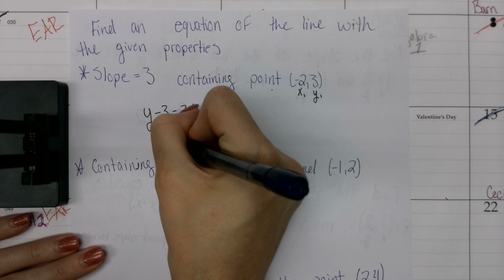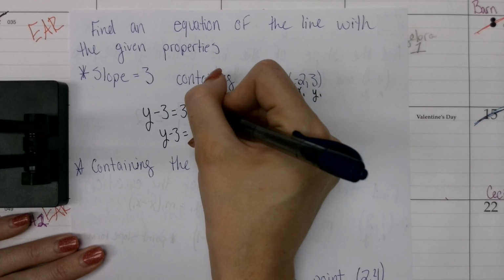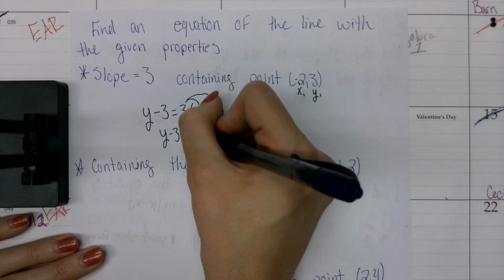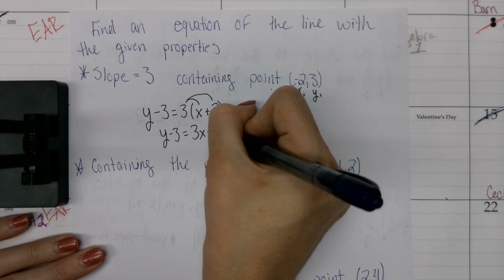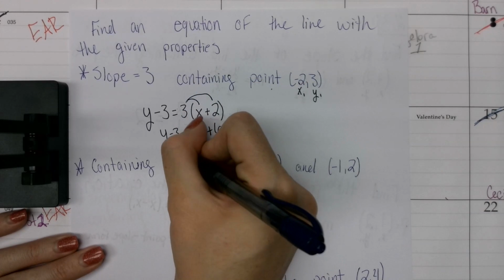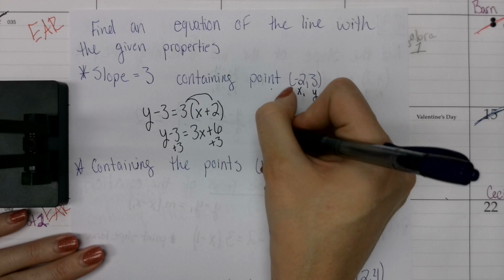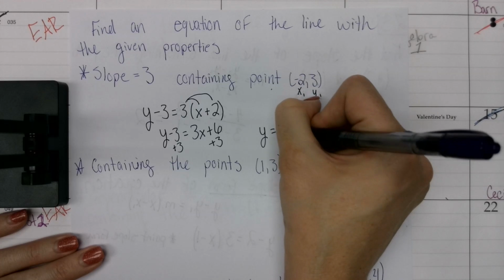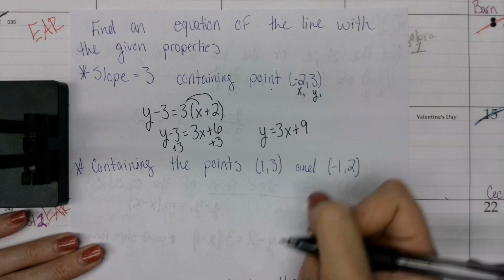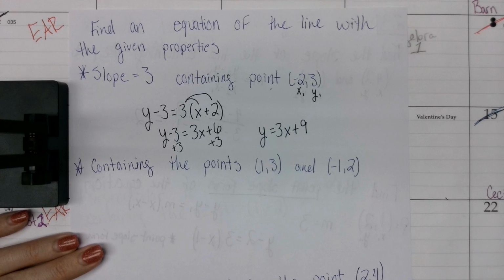So I'd have y subtract 3 equals, I'm going to distribute my 3 here, so 3x plus 6. And then I'd add my 3. So y equals 3x plus 9. And that would be my answer.